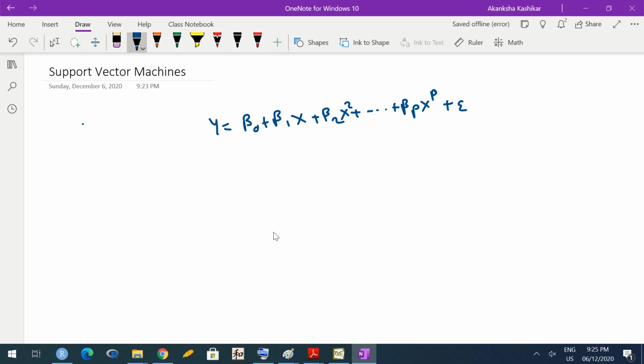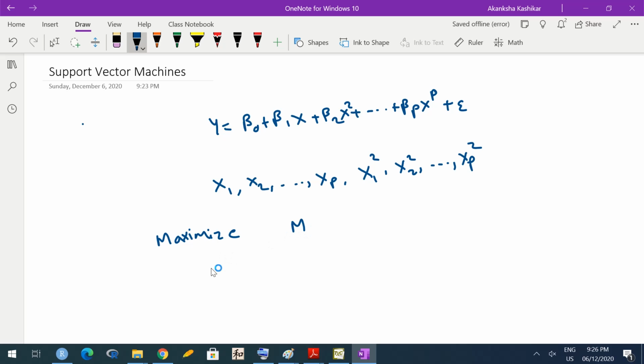So instead of just having x1, x2, up to xp as my regressors, let me introduce x1, x2, up to xp and then x1 square, x2 square, up to xp square. So our objective function would have different conditions. Now we would again try to maximize the margin, so maximize m over many parameters. Let me first list down the conditions, then it would be evident which parameters we have to consider.